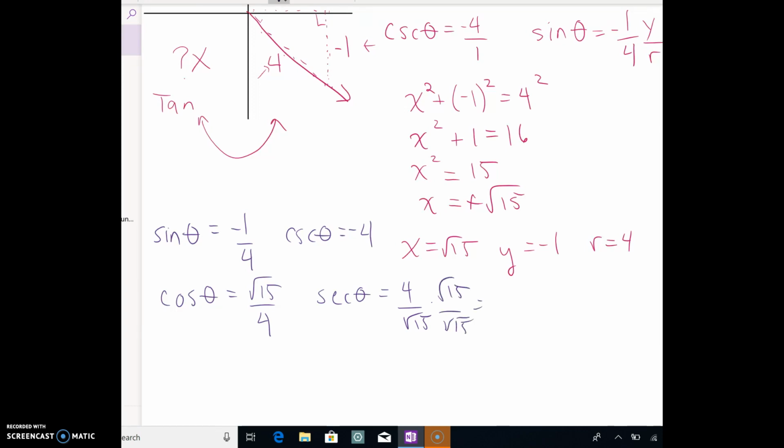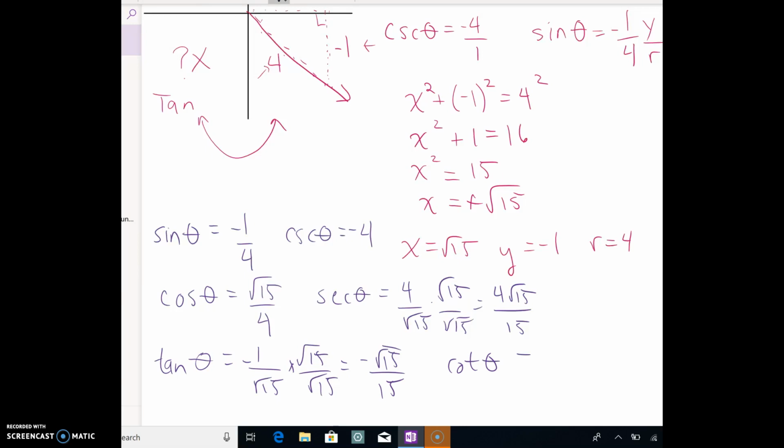We get rid of that square root of 15 in the denominator, and we have 4 square root of 15 over 15. And the last trig function, tangent of theta, is equal to y over x. So we have -1 over the square root of 15. Again, we have to rationalize that, so we multiply by the square root of 15 over the square root of 15, and we get negative square root of 15 over 15. And the cotangent of theta is equal to the reciprocal of this, which is negative square root of 15 over 1, same thing as saying negative square root of 15.